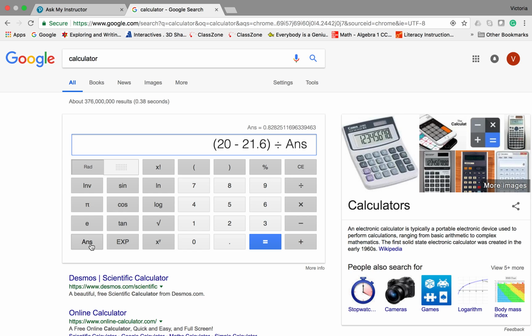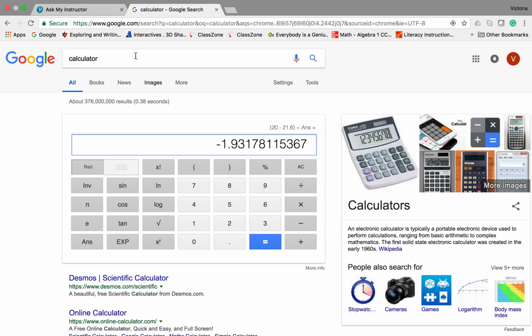If you press answer, it's actually going to divide by that standard deviation without even rounding. So it's going to be a really nice answer that's not rounded. It's going to be very specific. And press equals. So my z-score here is negative 1.93 approximately.